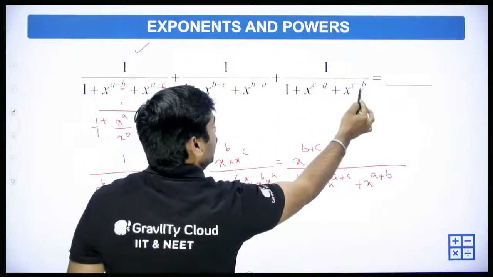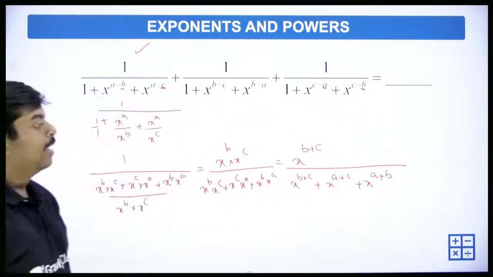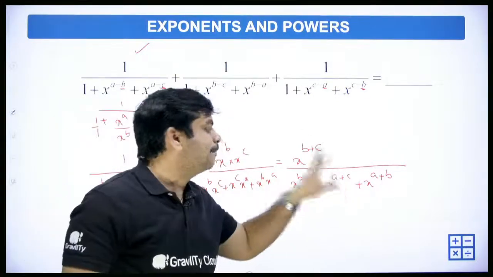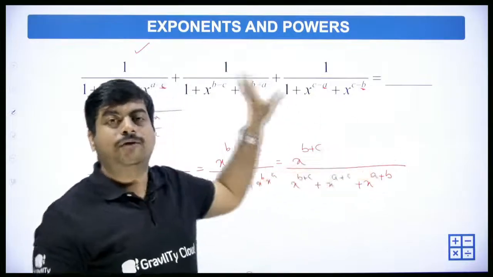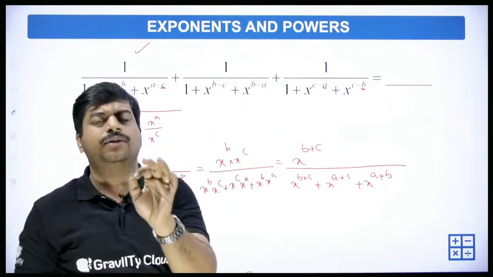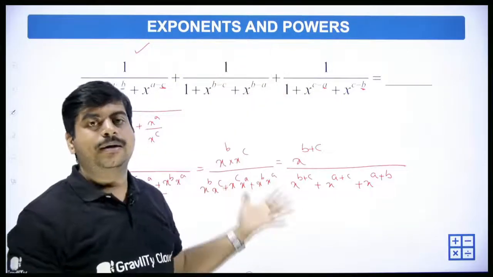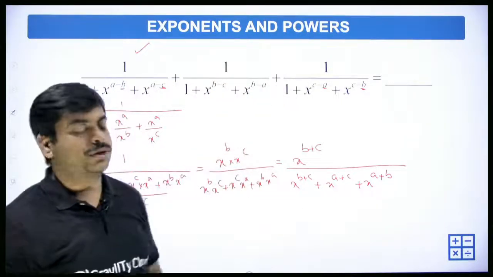So you need to understand how we are getting those terms. In the denominator, you have all the combinations: a plus b, b plus c, c plus a. All three combinations will be the same for all the three terms. If you are confused, just try to do the remaining two also in the same manner.